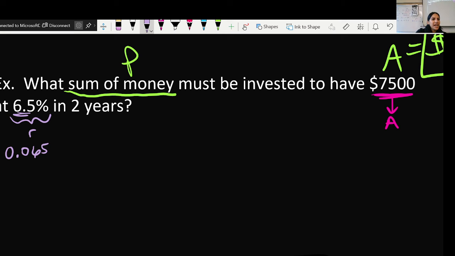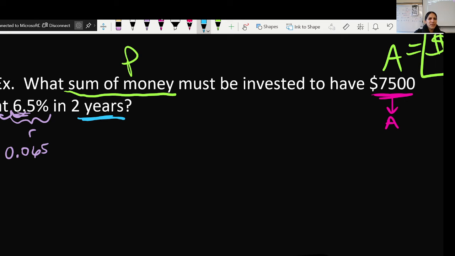0.065. Again, because we took that decimal and slid it over 2 spots, and then we fill it in with a 0. Right? 6.5%. Per means out of, cent means 100, out of 100. So that's 6.5 over 100. That's the reason we do that. In 2 years, what would that represent?